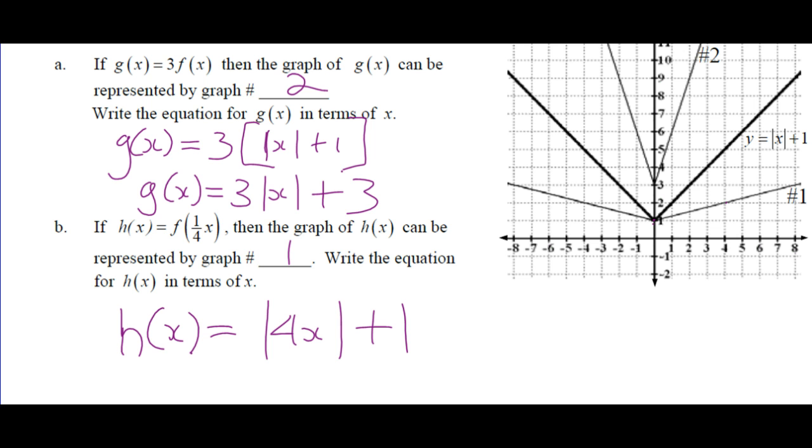If the original x value were 1, then I'm going to make it now 4, take the absolute value of 4, which is 4, and then add 1, which gives me a 5. So I should end up at 5. Wait a sec, put 1 in. Yeah, it's not 4x, is it? It's a quarter x.